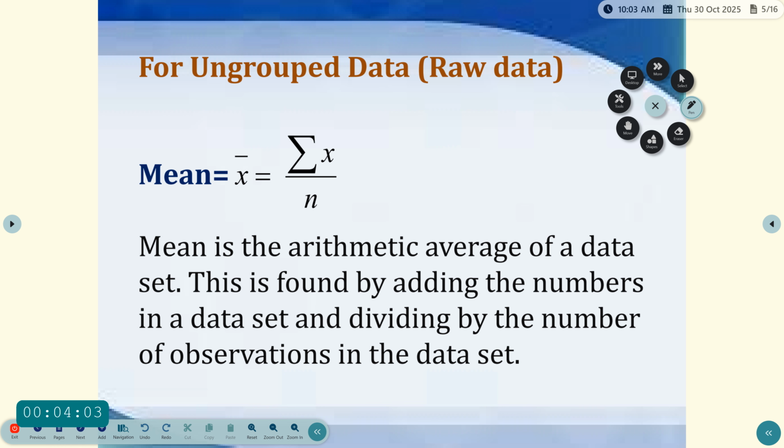Now, ungrouped data is also known as raw data. How can we calculate the average value? What is the mean here? Mean formula: x bar equals summation x divided by n, that is, the sum of observations divided by the number of observations. We have to sum all the observations and divide by the number of observations.